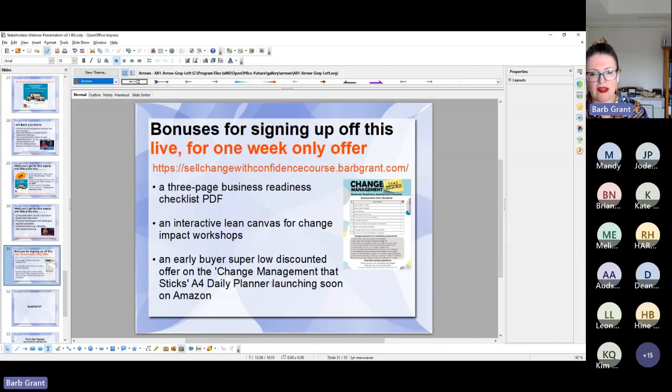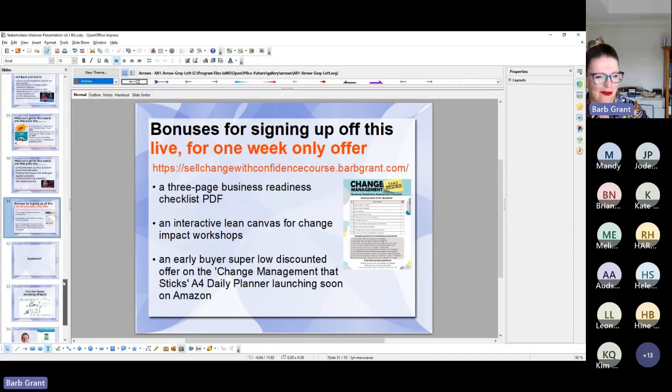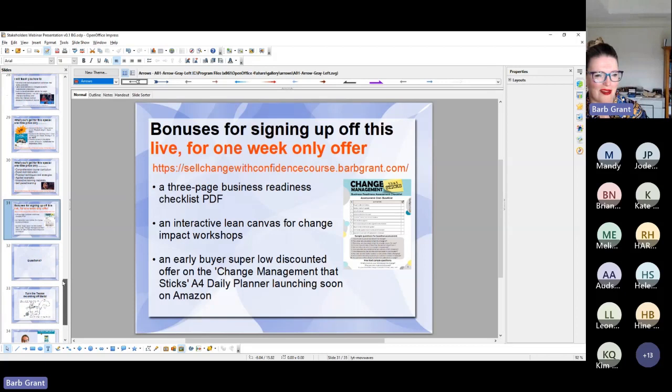And then the third piece is that I've actually been working for some months on a planner, which is leveraging content out of the book. It's an A4, pretty decent, chunky planner with change impact categories on each page and some other goodies and quotes and the cartoons from the book. I will be launching that very soon on Amazon, and there'll be a very, very low early buy discount that you will be offered for joining up in my first cohort of digital course participants.